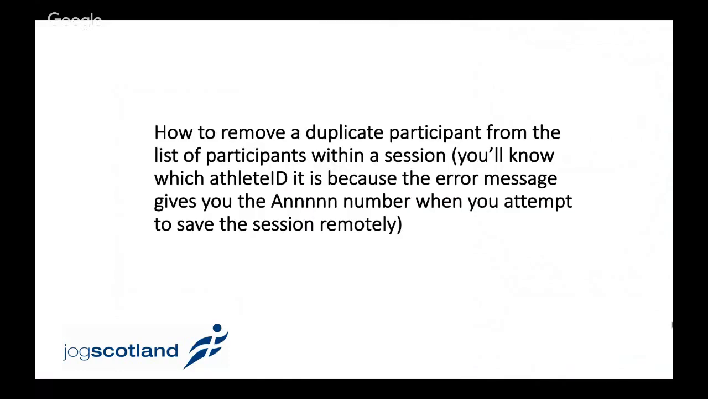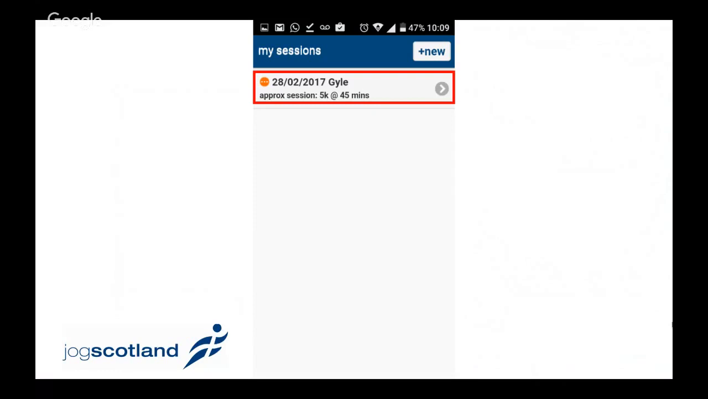Now I'll show you how to remove a duplicate participant from the list of participants within a session. To remove duplicate participants from the list of participants within a session, tap the session in question to edit. You'll know which athlete ID you need to delete because the error message gives you the ANN number when you attempt to save the session remotely. This tells you that you need to delete the duplicate participant with the ANN number of A601777.